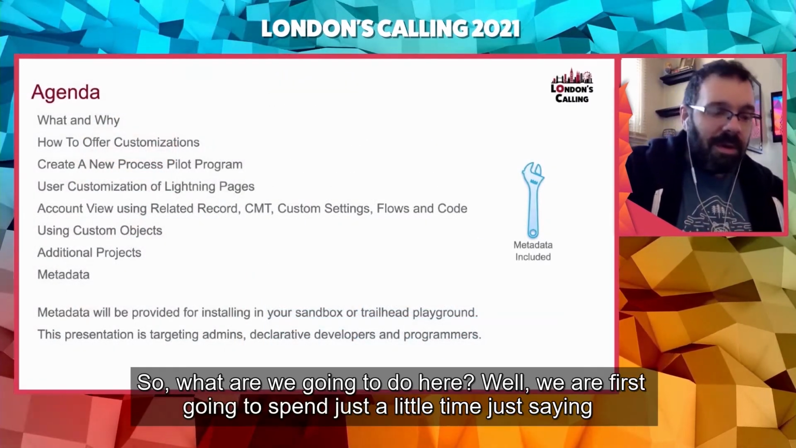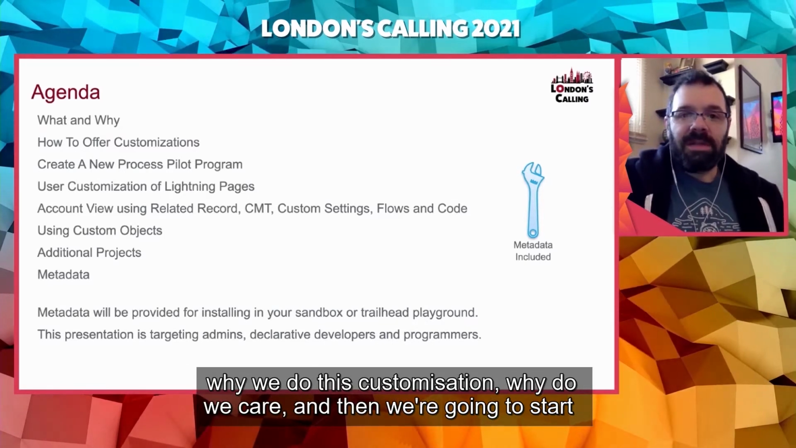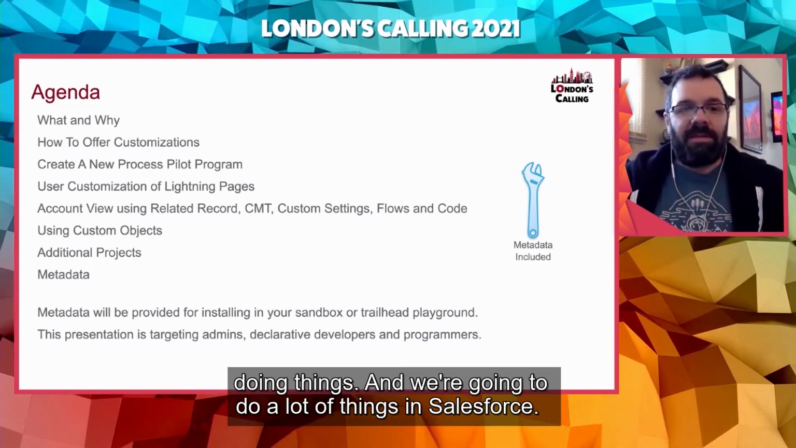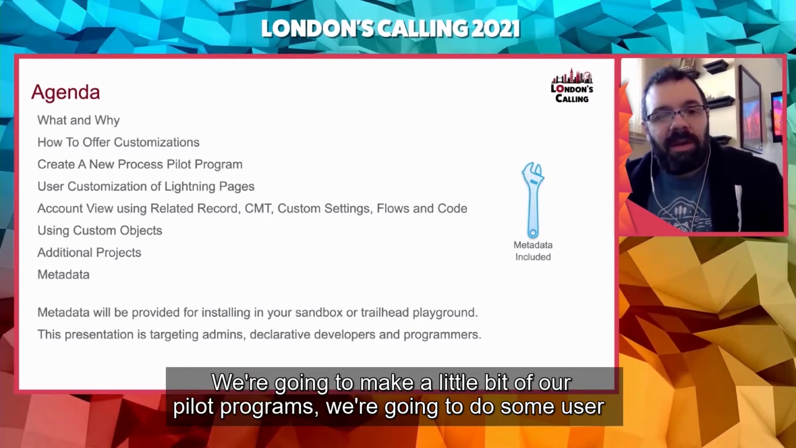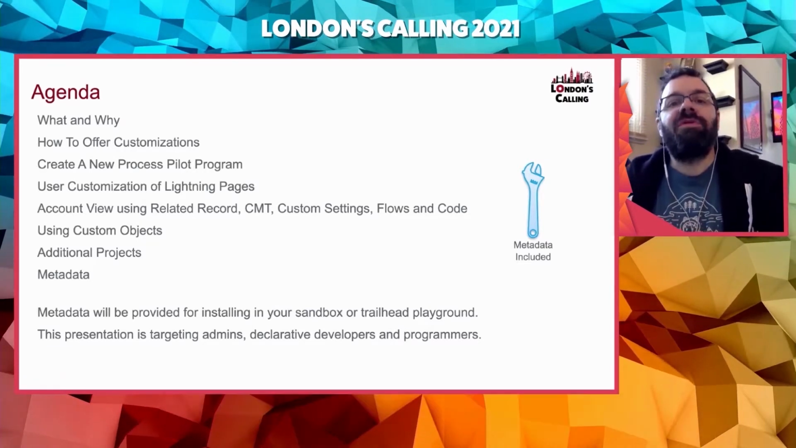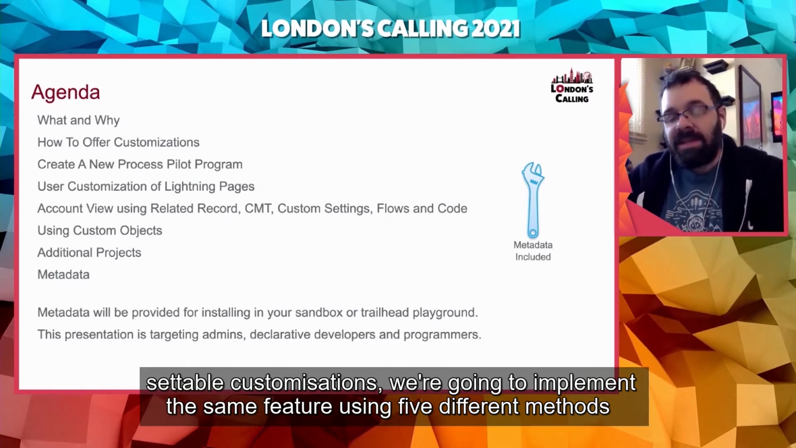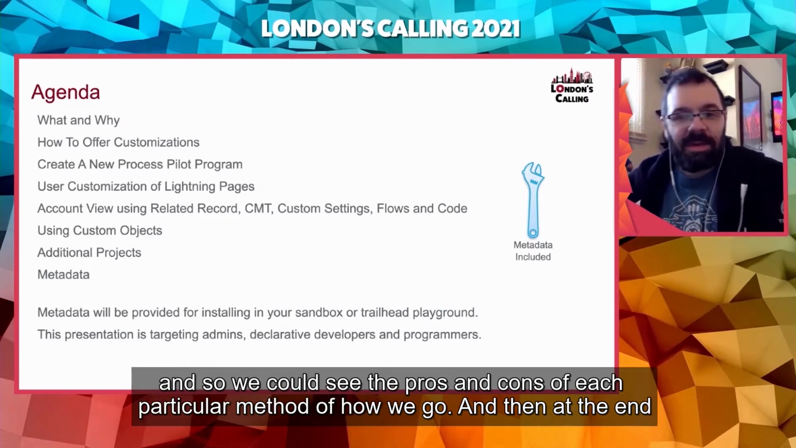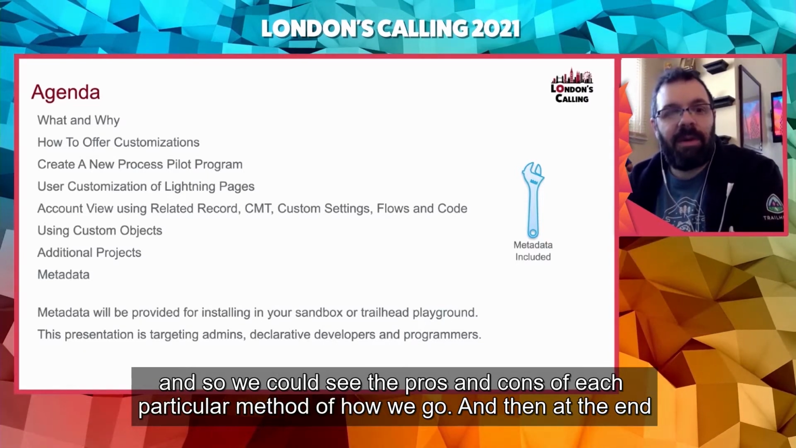So what are we going to do here? Well, we are first going to spend just a little time saying why we do this customization. Why do we care? And then we're going to start doing things. We're going to do a lot of things in Salesforce. We're going to make a little bit of pilot programs. We're going to do some user settable customizations. We're going to implement the same feature using 5 different methods, so we can see the pros and cons of each particular method.